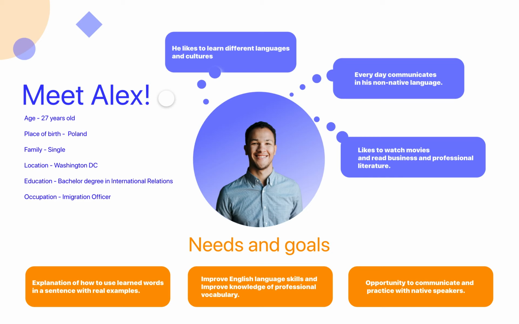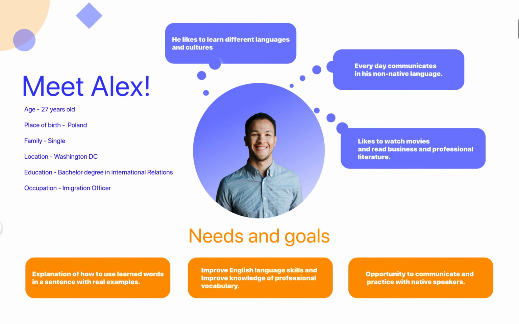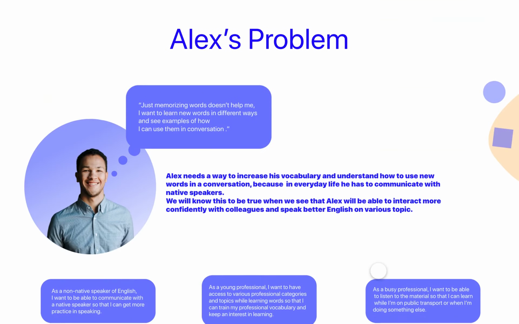Alex wants to improve his knowledge of the language, and for this he wants to download a vocabulary learning mobile app. He needs an explanation on how to use learned words in a sentence with real examples. His goal is to improve his English language skills and his knowledge of professional vocabulary. He needs an opportunity to communicate and practice with native speakers.